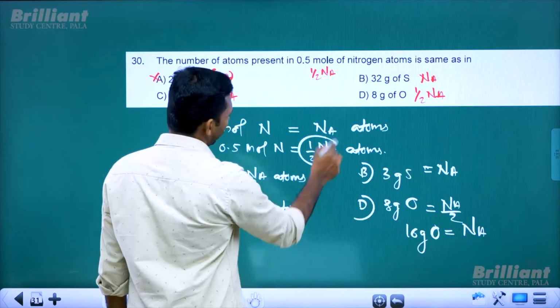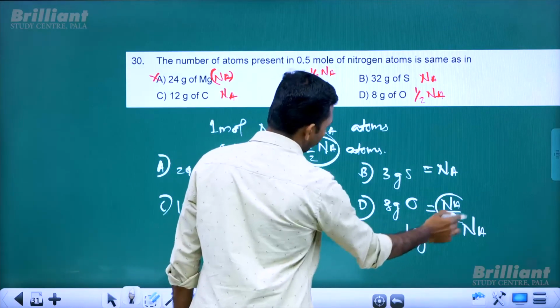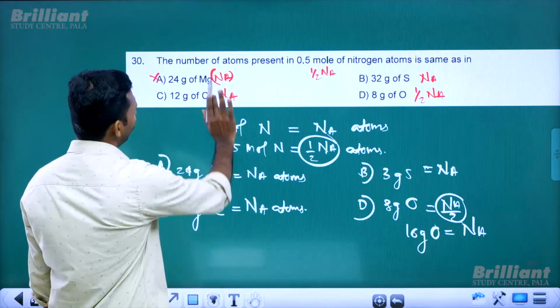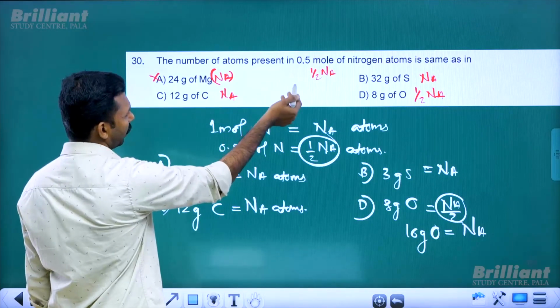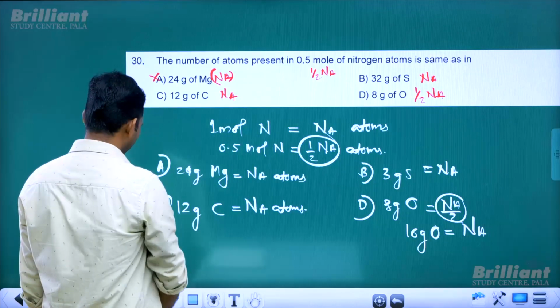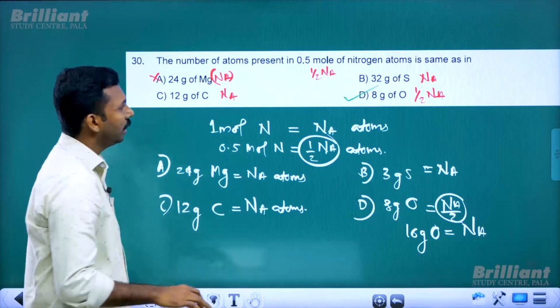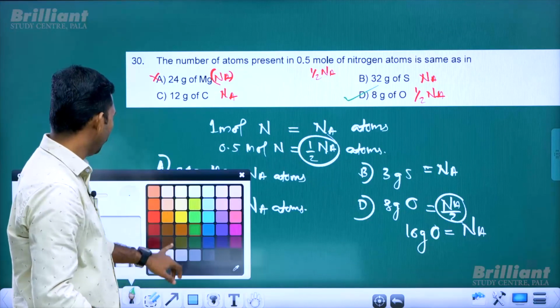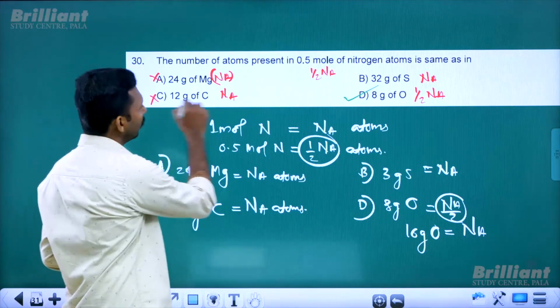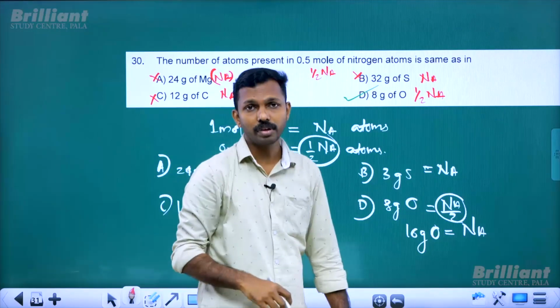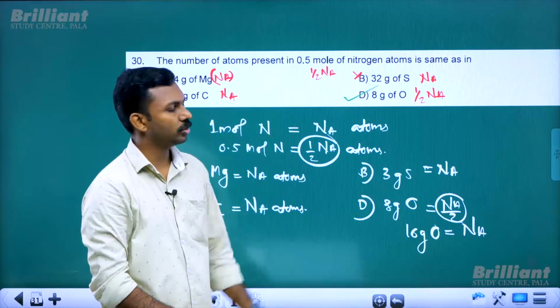Here nitrogen is 1 by 2 Na and oxygen is also 1 by 2 Na. So the number of atoms present in 0.5 mole nitrogen atoms is the same as in what? Which option can we choose? Yes, option D, that is 8 gram of oxygen. Both of these have an equal number of moles of atoms. So D is the answer option here.